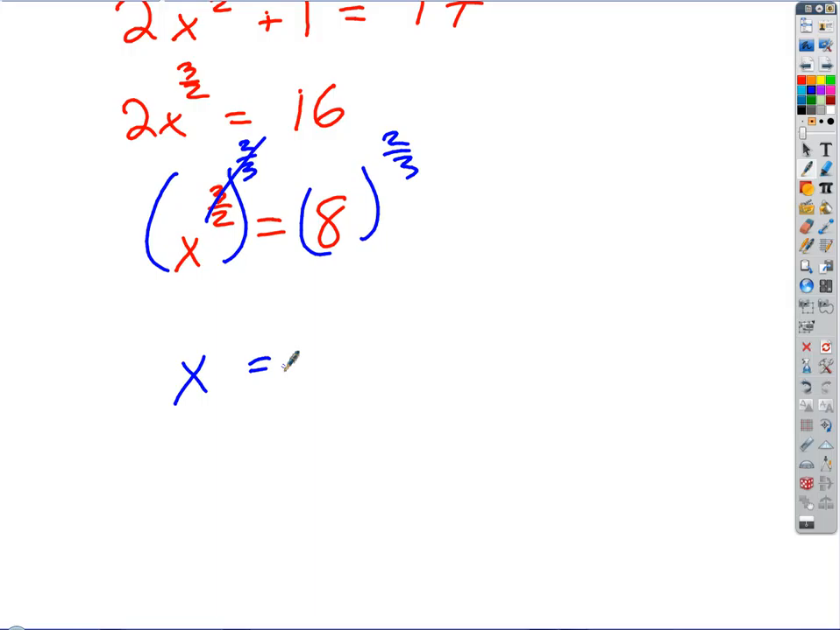Cube root of 8 is what? 2. Squared is? 4. Okay, now the question is, do I need a plus or minus? No. I don't. How come? Yeah, because the bottom is odd. So it's an odd root, which means no plus or minus. The answer is just 4.